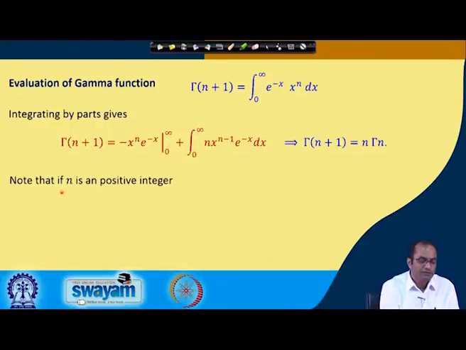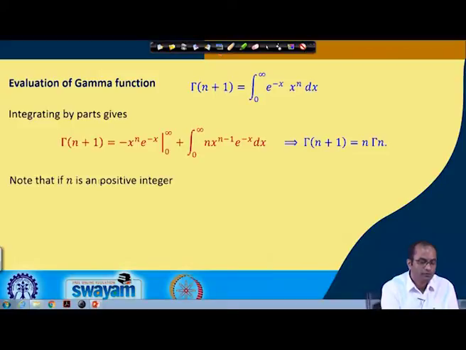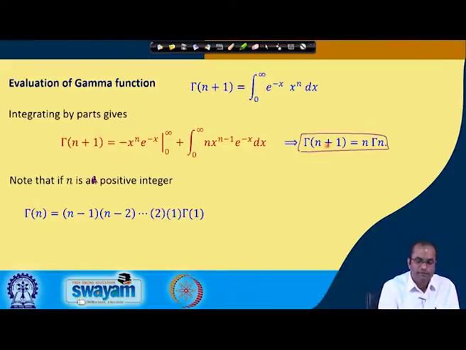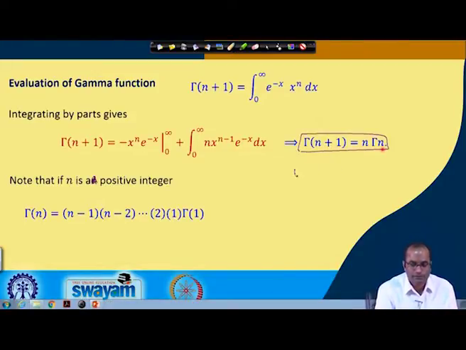If n is a positive integer, what will happen? When n is a positive integer, we can easily evaluate this, because as per the recurrence relation, gamma n we can write as n minus 1 times gamma n minus 1. So, here if I use gamma n and this relation, this will be n minus 1 and gamma n minus 1.